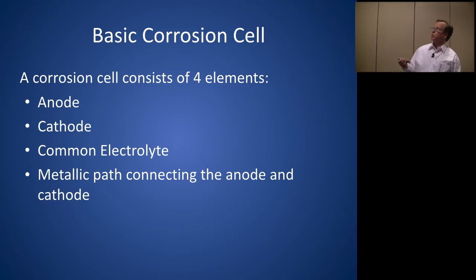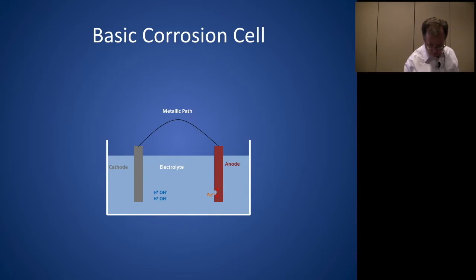This is what it takes to cause corrosion. You have to have an anode, a cathode, an electrolyte, which is a conductive medium, and a metallic path. Okay? This is a quick little demonstration. Look, corrosion in action right there.